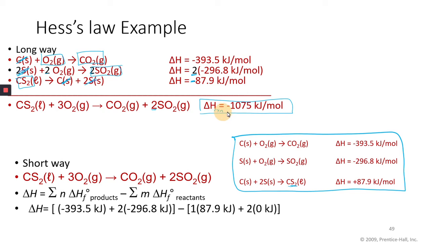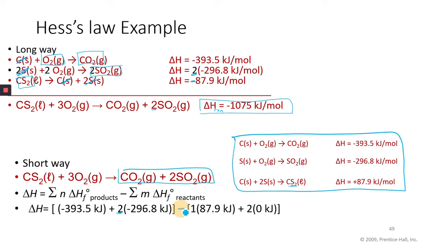The short way, remember, you're going to use the sum of the moles times the products minus the sum of the moles times the reactants. So my products, here are my products. So I have 1 mole of carbon dioxide, and here the delta H for that reaction is negative 393.5. So I put that in there. I have 2 moles of sulfur dioxide. This is the amount for 1, so I have to multiply it by 2.